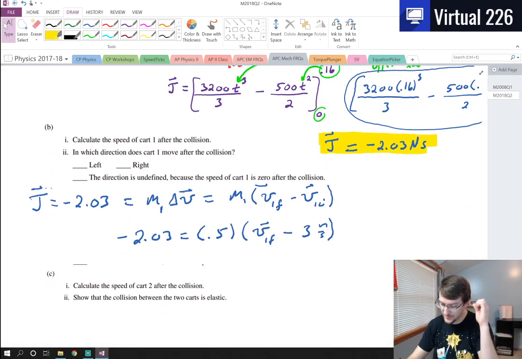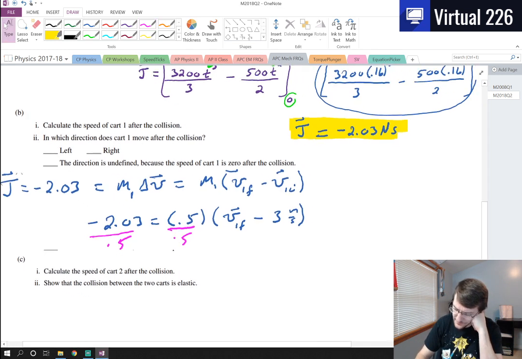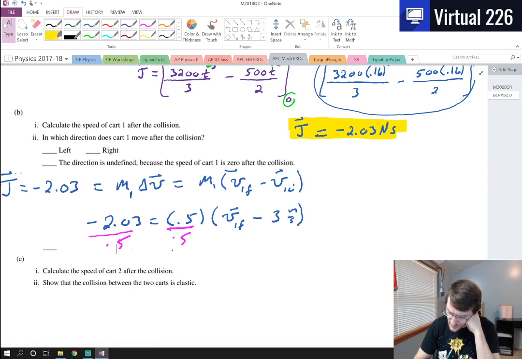So now we just have to solve for the final velocity here. When we do this, we could divide by 0.5. That gives us, what is that? Negative 1 point something. Excuse me.